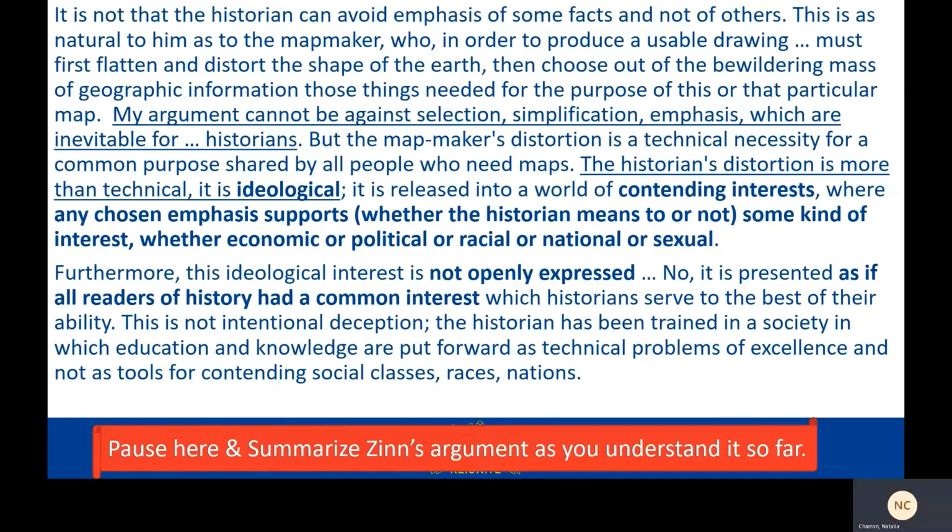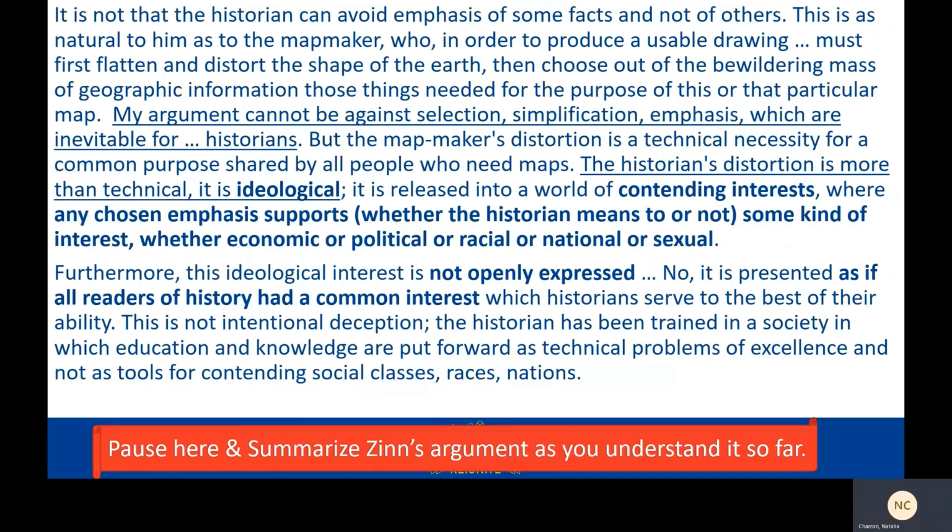It's not that the historian can avoid emphasis of some facts and not of others. This is as natural to him as to the mapmaker who, in order to produce a usable drawing, must first flatten and distort the shape of the earth, then choose out of the bewildering mass of geographic information those things needed for the purpose of this or that particular map. My argument cannot be against selection, simplification, emphasis, which are inevitable for historians. But the mapmaker's distortion is a technical necessity for a common purpose shared by all people who need maps.